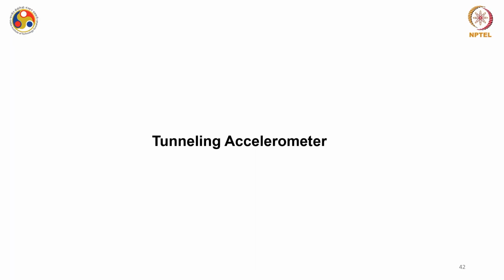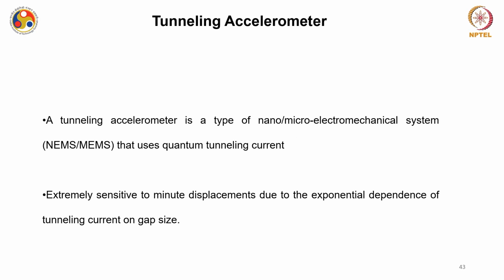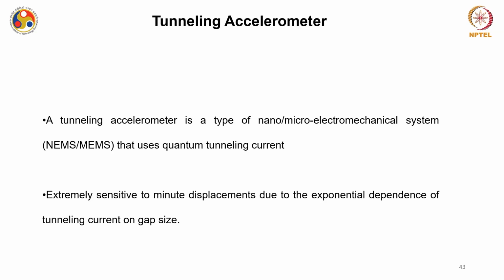Then this is all about the thermal accelerometer, but then you have another category of accelerometer which is getting popular, particularly with the rise of quantum electronics or quantum mechanics. You have tunneling accelerometers. Okay, as the name suggests, there is a phenomenon of electron tunneling associated. If you do not know the tunneling phenomenon, I suggest that you read any good book on semiconductor devices. What we are going to do is directly use the concept of tunneling over here. Okay, so a tunneling accelerometer is a type of NEMS or MEMS system that uses quantum tunneling current.